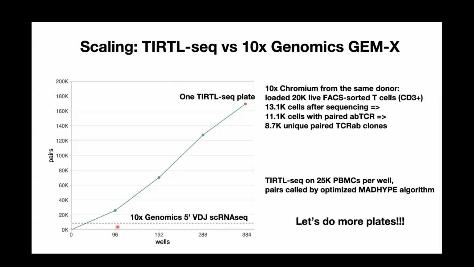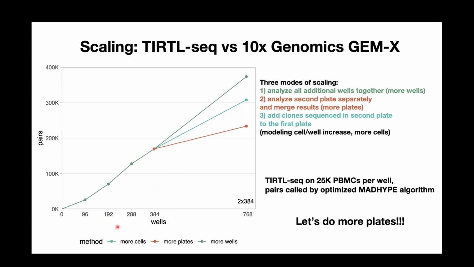So we did one 384 plate. If we have more PBMCs from the sample, let's do more, right? As you add additional plates, I will not go too much into detail, but there are three different ways to integrate the data. You could analyze all the plates separately and just merge the results. Or you could stack them on top of each other, so the A1 well from the new plate is combined with the A1 well of the previous plate, which mimics what happens if you just add more and more cells into a 384 well plate. Or you could imagine I have a 768 plate now, so you just analyze a bigger plate altogether.